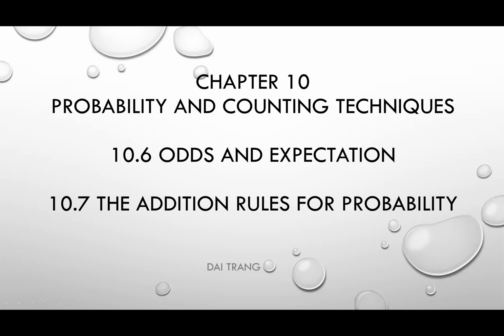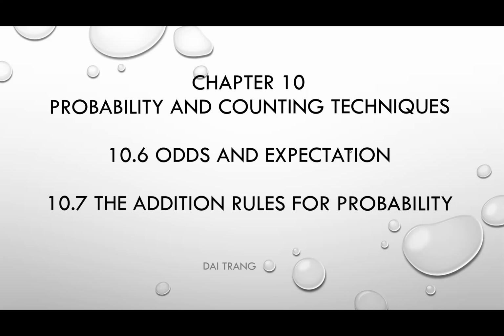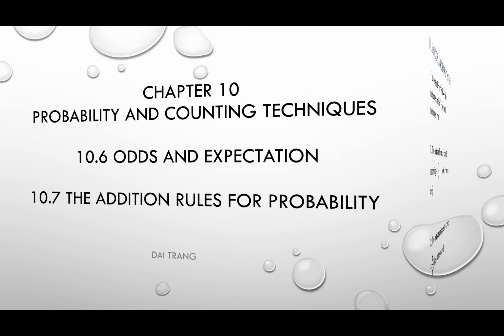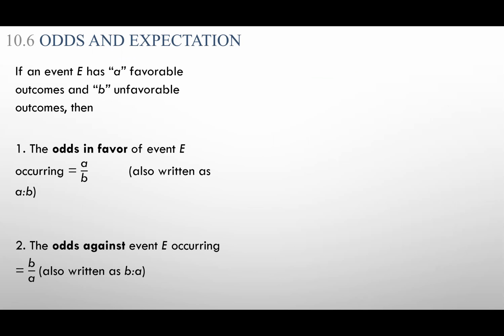So in 11.6, we will deal with the odds and expectation, or expected value. And then in 10.7, we will deal with the additional rules for probability. So we will step away from the combination and permutation material and jump into probability with a different set of rules. Let's take a look at the odds first.